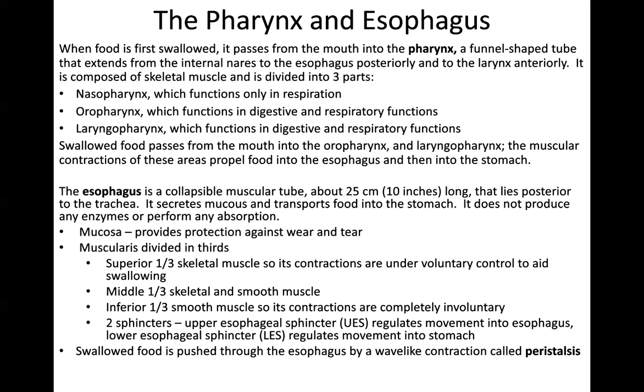Now, there are 2 sphincters associated with the esophagus, one at the top and one at the bottom, and they help with controlling the movement of food into and out of the esophagus. A sphincter is like a circular muscle that acts like a valve. Okay? So like we talked about the valves of the heart, they allow blood to go in a forward direction. These guys are hopefully only going to allow food to go in a forward direction. Okay? The upper esophageal sphincter is at the top and regulates the movement of food into the esophagus. The lower esophageal sphincter is what regulates the movement into the stomach.